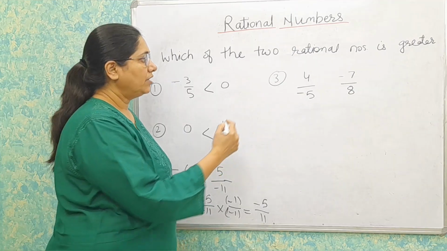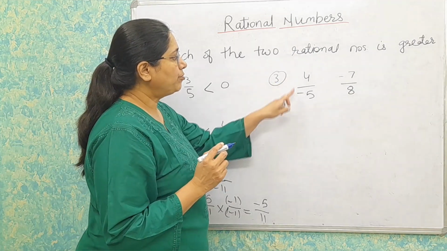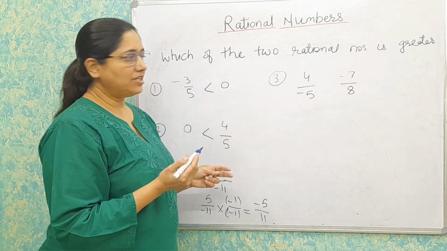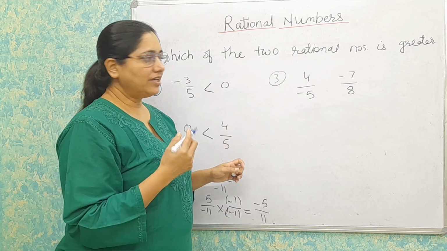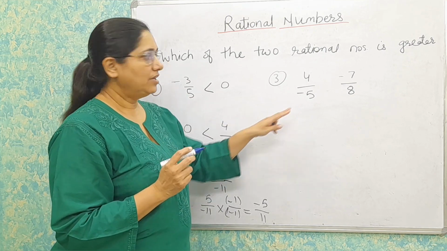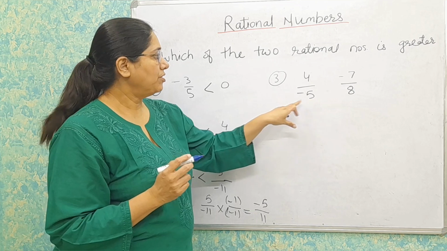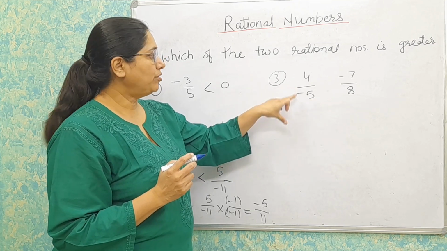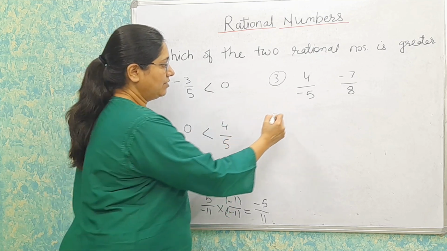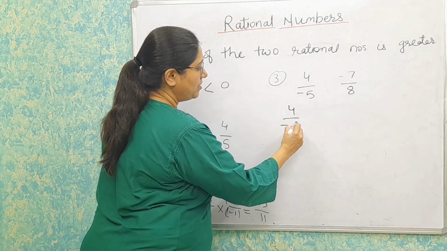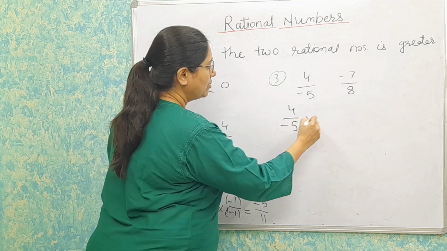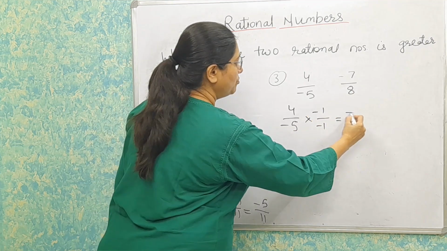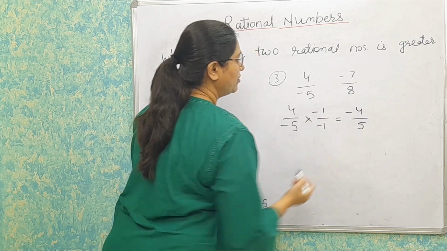So in our next example, 4 upon minus 5 and minus 7 upon 8, we have to find out which one is greater. Again there are two conditions. First one, the denominator should be positive, but this 5 is negative. So first I will multiply 4 upon minus 5 with minus 1, and then the answer would be minus 4 upon 5.